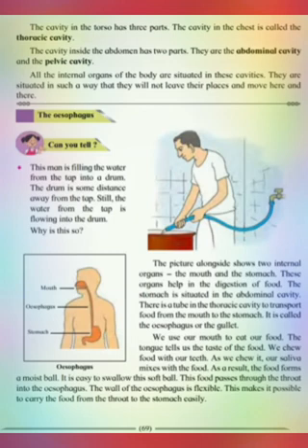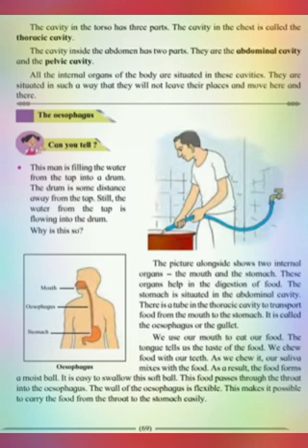Correct, no children? Now see, the picture alongside shows two internal organs. If you have observed the picture on page number 69, esophagus, you can see there are two internal organs, the mouth and the stomach. These organs help in the digestion of food. The stomach is situated in the abdominal cavity.